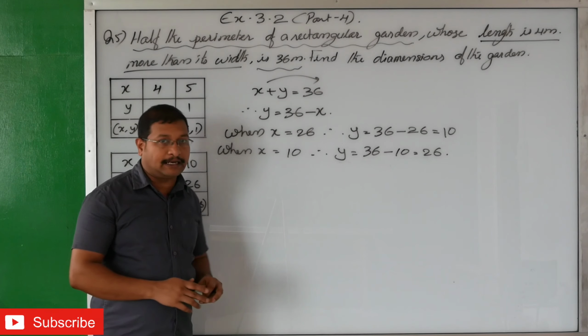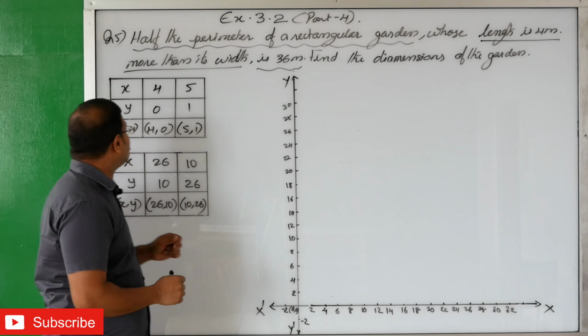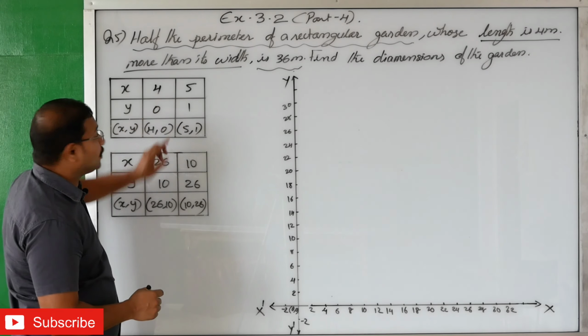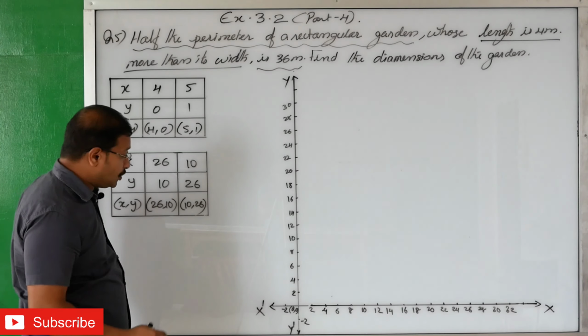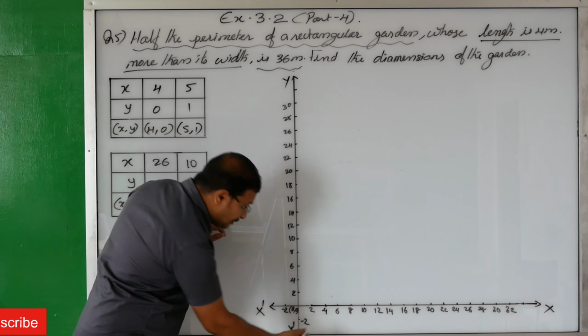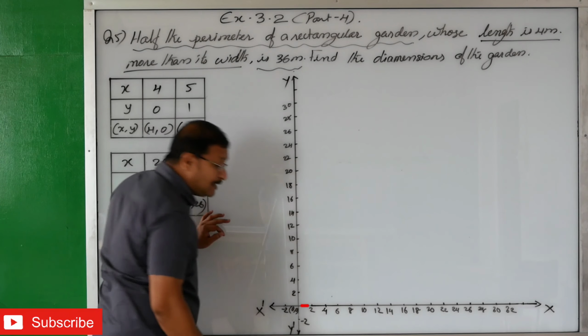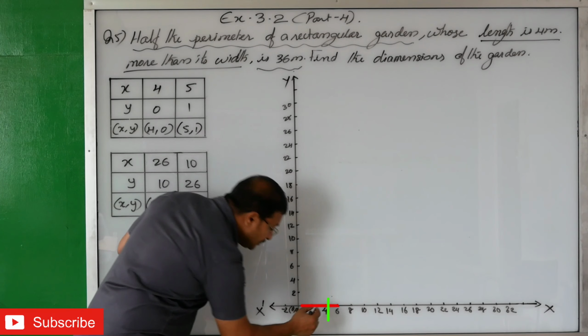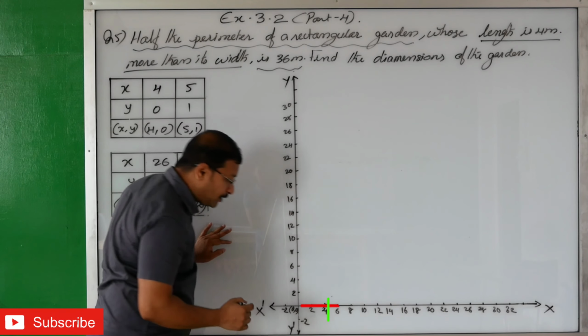Now we'll go for the graph. The first table is 4, 0, x equals 4, y equals 0. x equals 4 means the right side, isn't it? That means here, x equals 4. y equals 0 means the x-axis, that means this is the point. What will you write here?